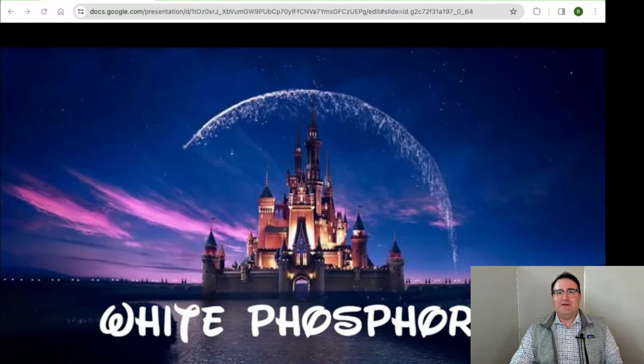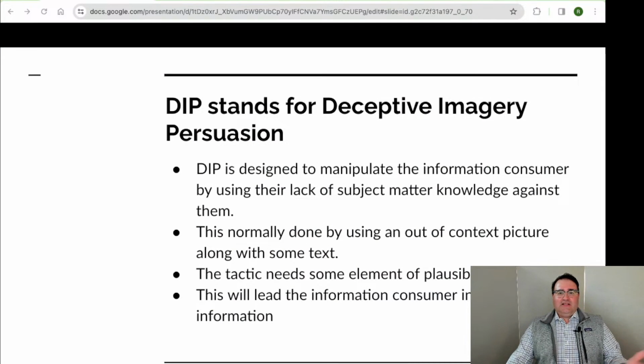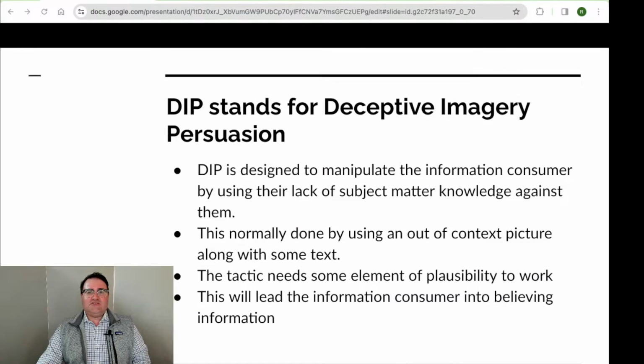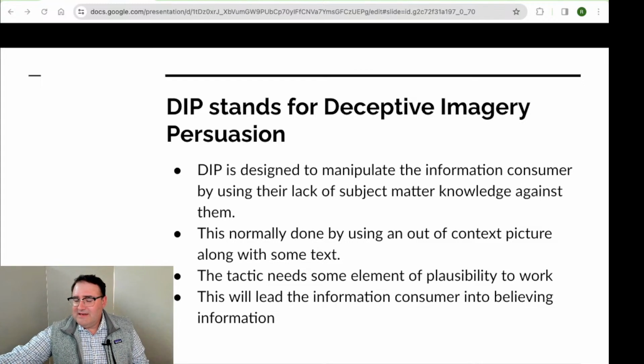So I've always liked this picture because it's a funny example of deceptive imagery persuasion. So let's talk about DIP. DIP stands for Deceptive Imagery Persuasion. DIP is designed to manipulate the knowledge consumer by using their lack of subject matter knowledge against them. This is normally done by using an out-of-context picture along with some text. Now, the tactic needs plausibility to work.